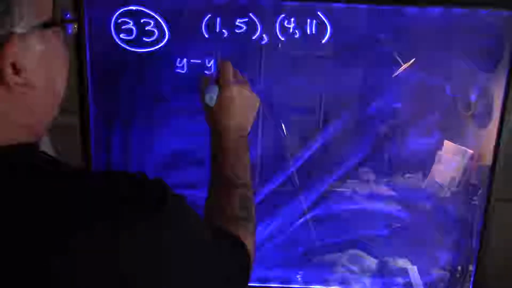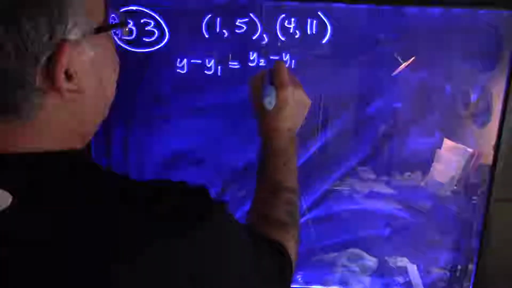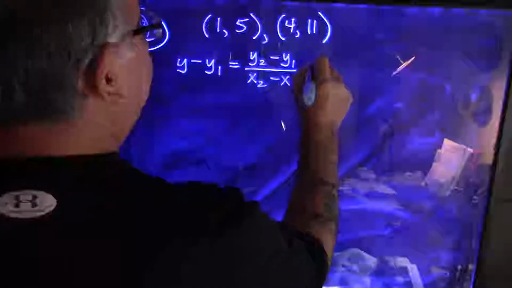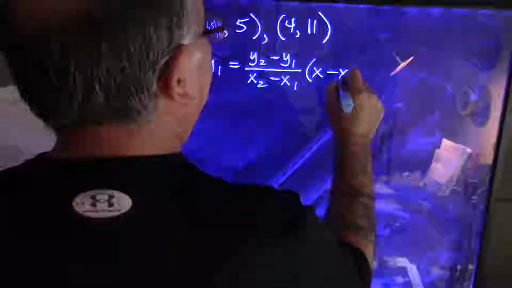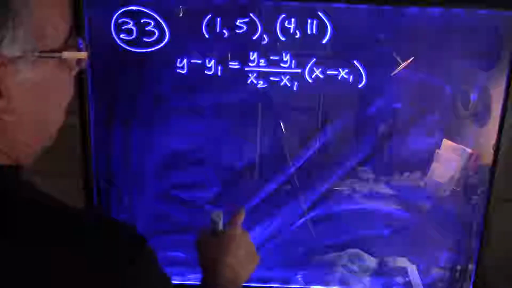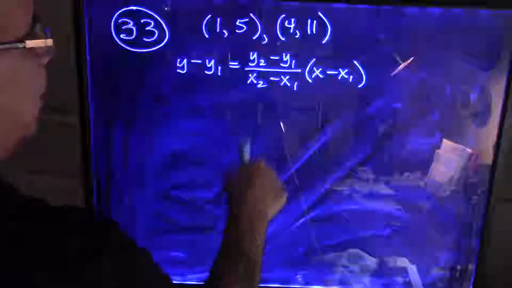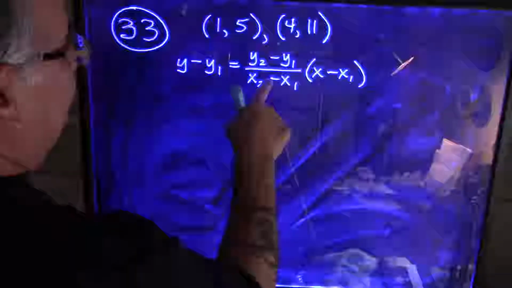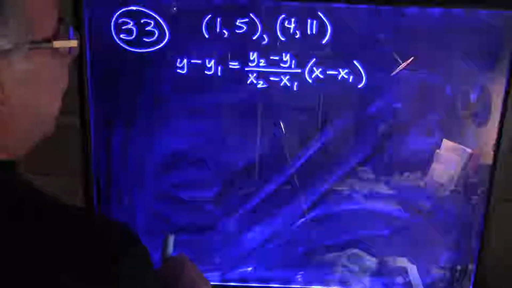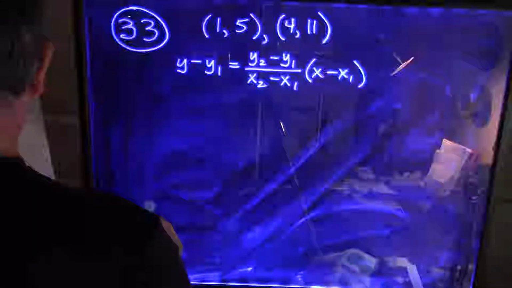Y minus y1 equals y2 minus y1 over x2 minus x1 times the quantity x minus x1. I introduced this in problem 31. So this is actually the formula for slope m. M usually goes here in the point slope equation for a line. So instead of just writing m there, I just put the whole formula there. So we can just plug everything in all in one formula.